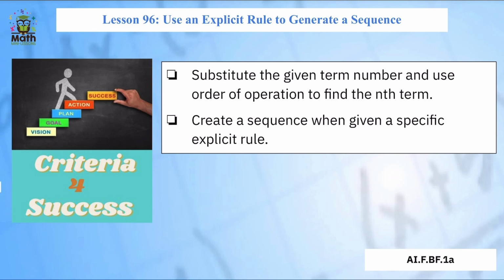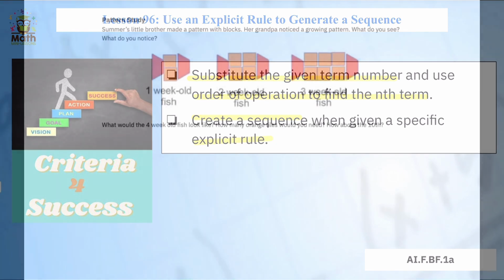This is lesson 96, using an explicit rule to generate a sequence. Here's our criteria for success: to be able to substitute the given term number and use the order of operations to find the nth term, as well as creating a sequence when given an explicit rule.